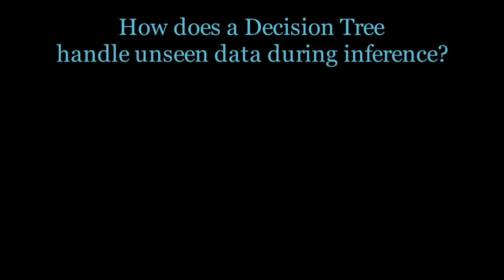How does a decision tree handle unseen data during inference? Unseen data is passed down the tree based on the conditions at each node until it reaches a leaf where the prediction is made.